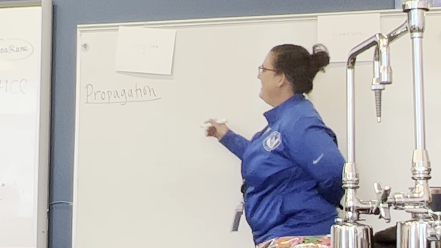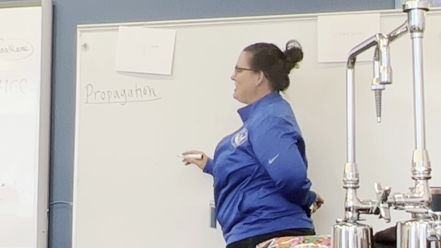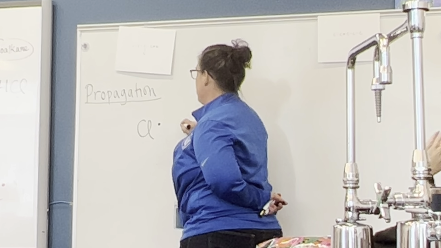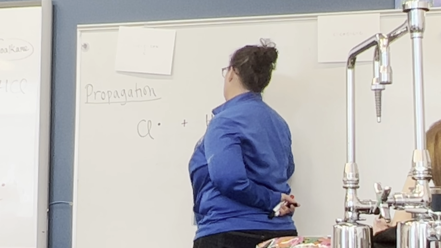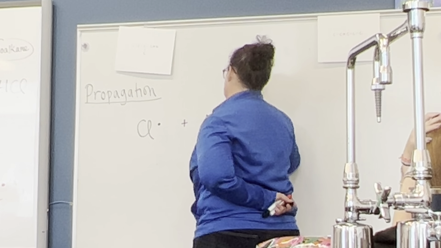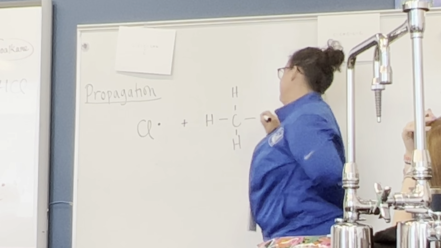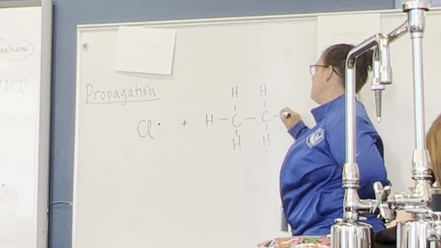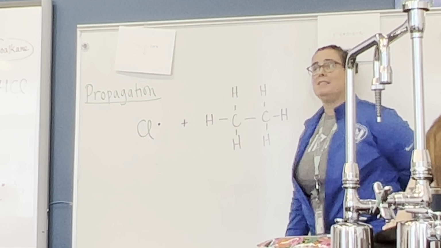Okay. So propagation, what we're going to do is take the chlorine radical that we just made, and react it with our halogen, which I'm now drawing out a little bit more carefully. So this should look like ethane. That's why I asked you for something that was not too big.